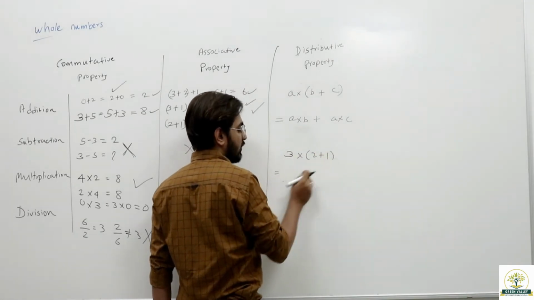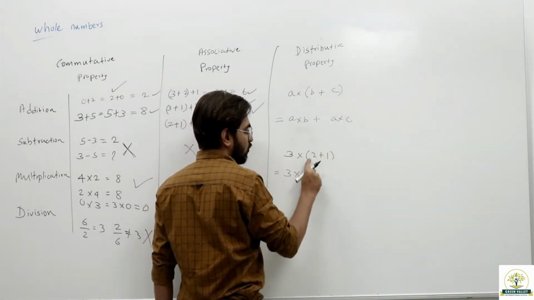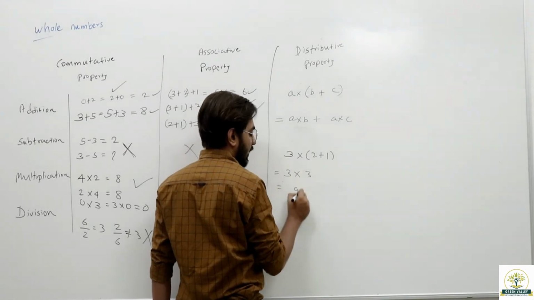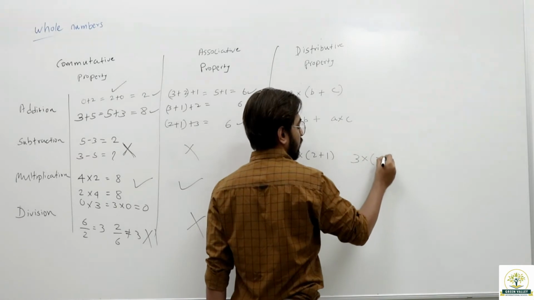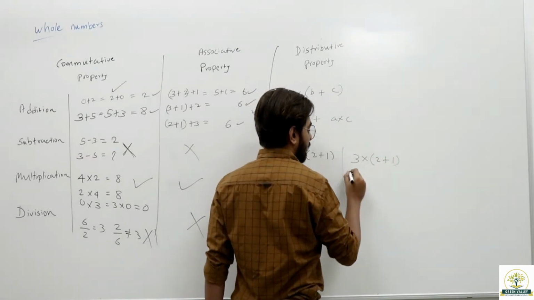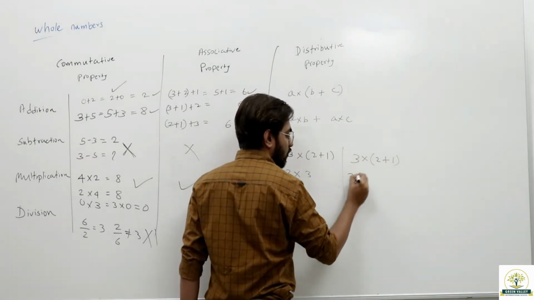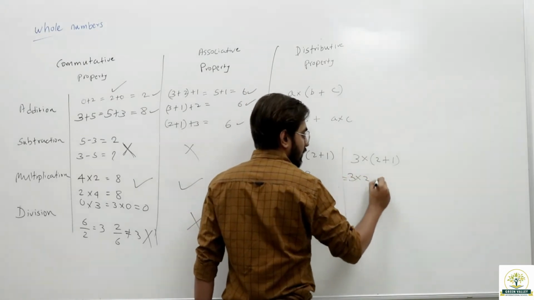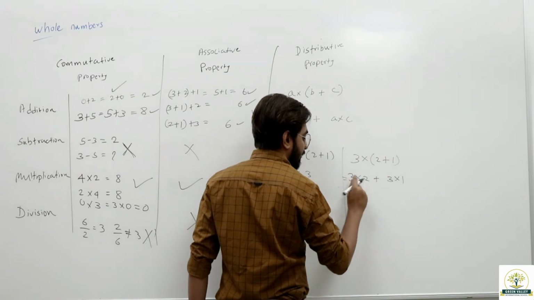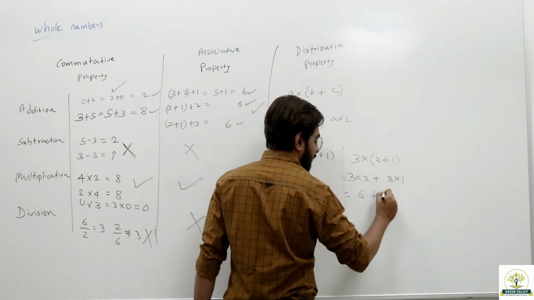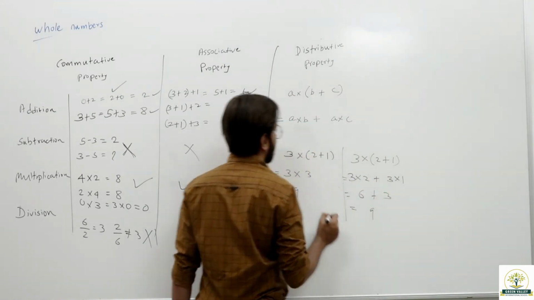First we will solve the bracket. 3 into (2 plus 1) is 3 into 3, which is 9. Or we will use the distributive property now. That is 3 multiplied by 2 separately, 3 multiplied by 1, and the results are added. 3 twos are 6 plus 3 ones are 3, that is 9.